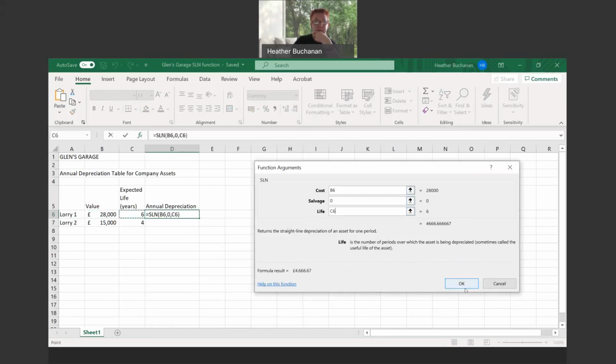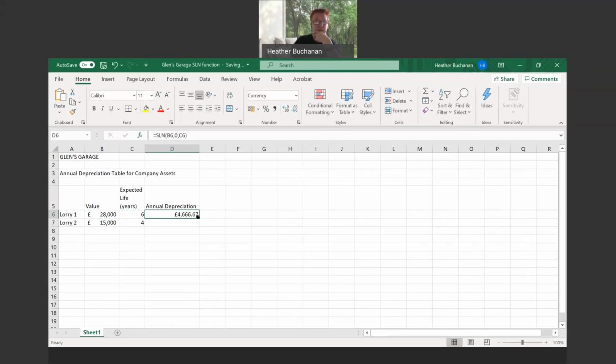Just click on OK, and you can see there that we can drag it down into the next row, relative cell addressing, and we can see there that a lorry valued at £28,000 with 0 scrap value and the life expectancy of 6 years is 4,666.67. So I know you're all saying, why didn't we just say equals 28,000 divided by 6, because we're going to get exactly the same answer.